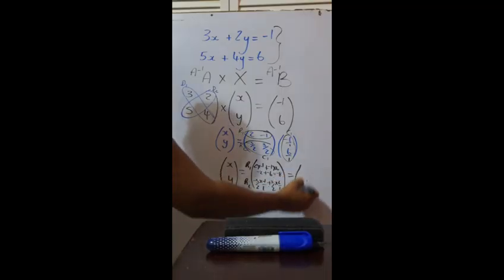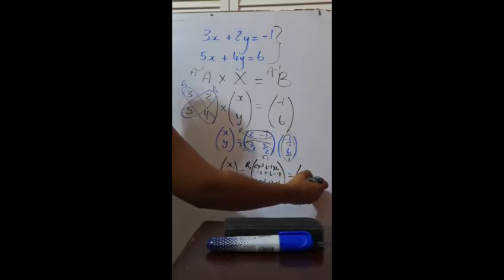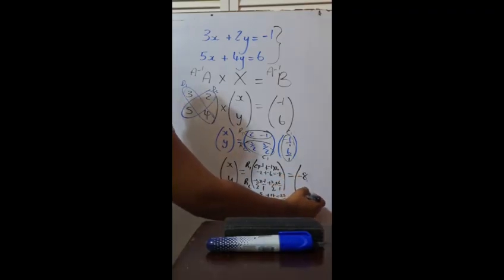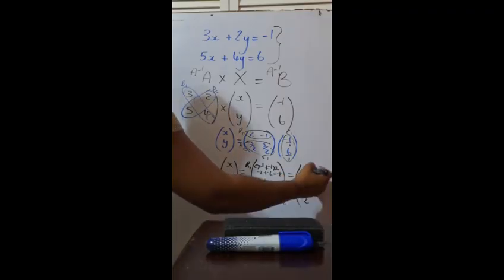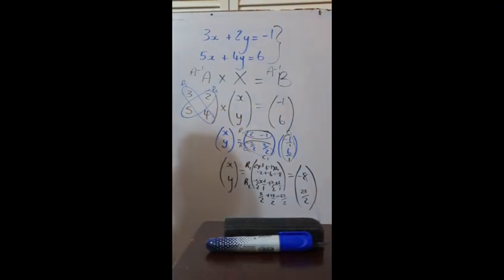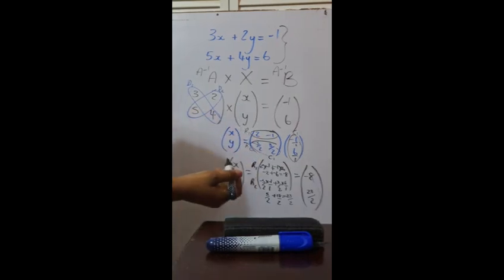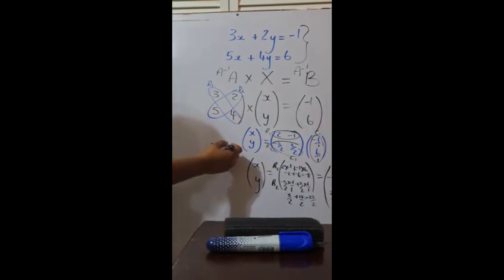What does that result in? It means x is -8 and y is 23 halves. And that solves my pair of simultaneous equations for the values of x and y. I could write a concluding statement that x is equal to -8 and y is equal to 23 halves.